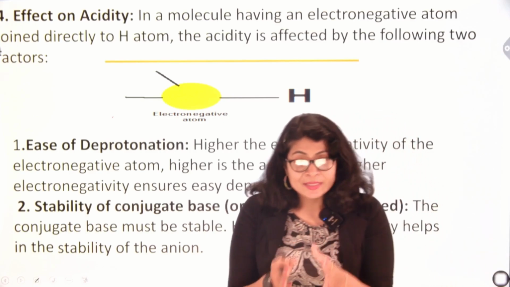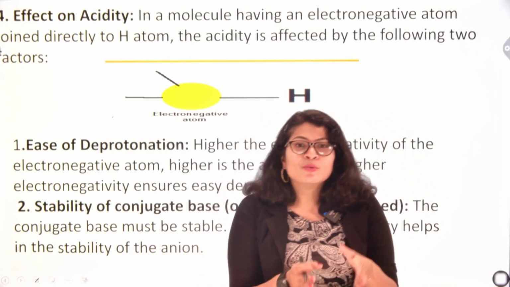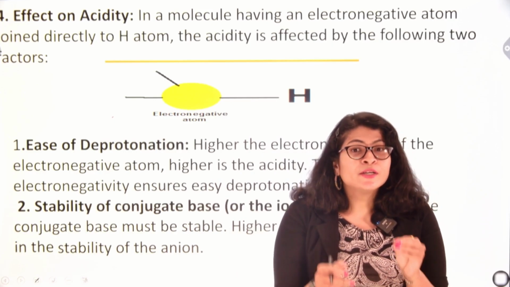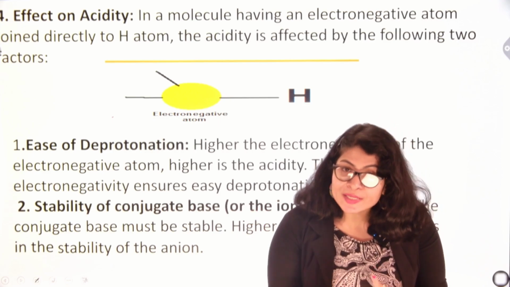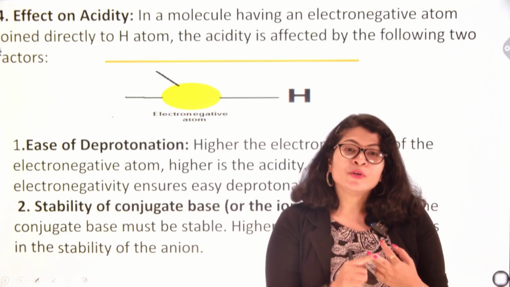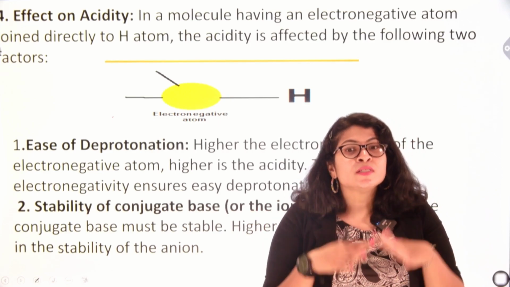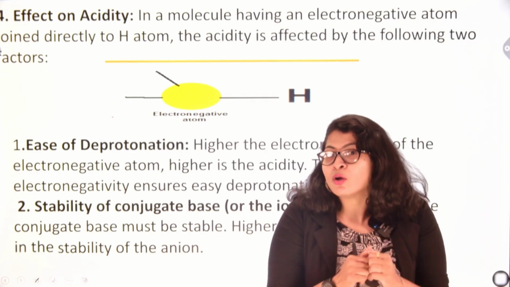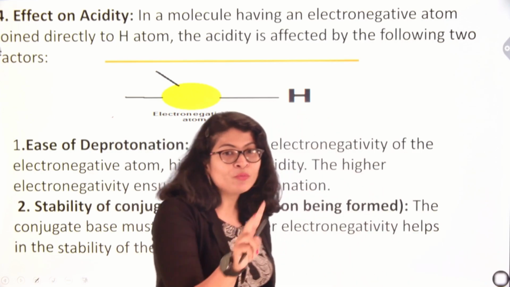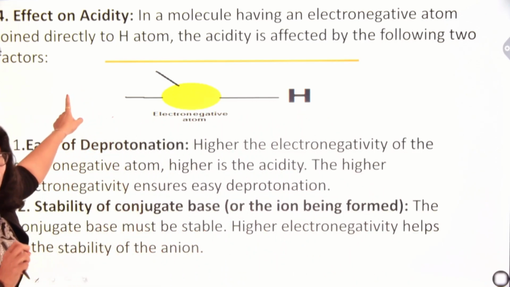So a substance can be said to be acidic if it satisfies 2 conditions. First, it is able to lose the H+ more easily, and secondly, after losing H+, it becomes stable. It has no more urge to accept or grab that lost H+, right? So there are 2 factors which affect the acidity of any compound.